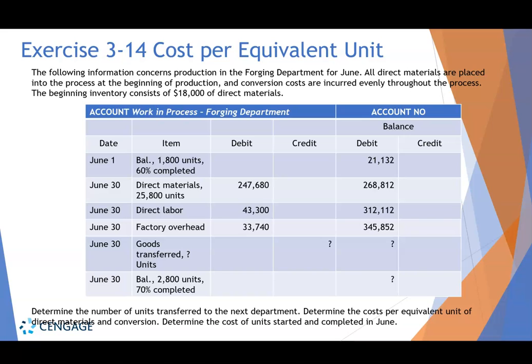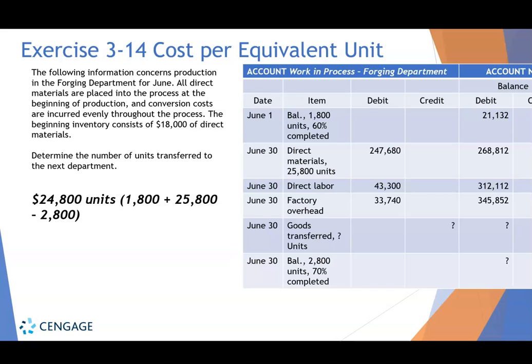Cost per equivalent unit. The following information concerns production in the forging department for June. All direct materials are placed into the process at the beginning of production, and conversion costs are incurred evenly throughout the process. The beginning inventory consists of 18,000 of direct materials. Determine the number of units transferred to the next department and the cost per equivalent unit of materials and conversion. And then determine the cost of units started and completed in June.